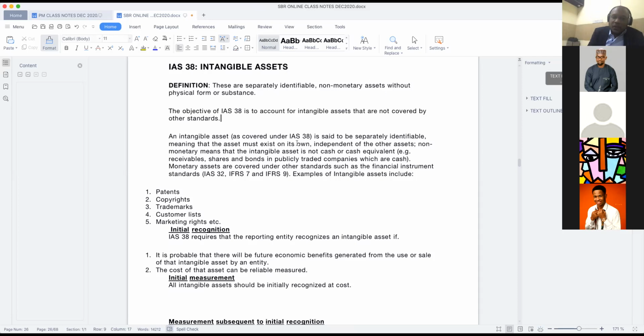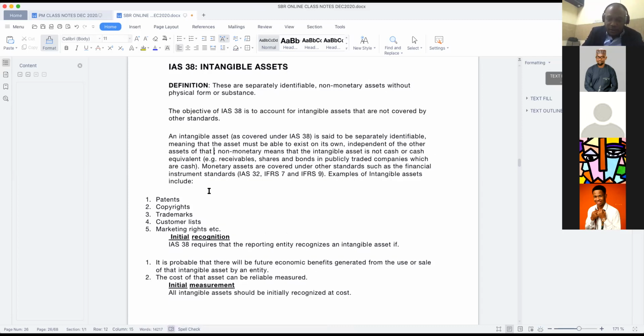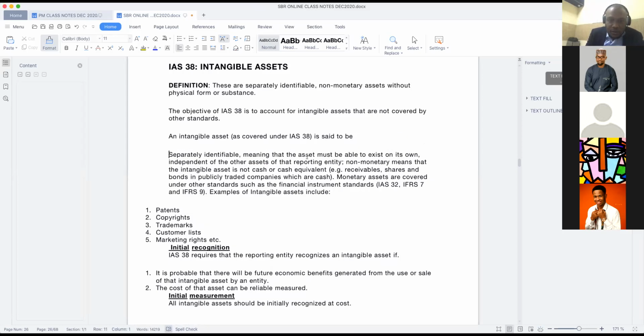Now, an intangible asset covered under IS 38 is said to be separately identifiable, meaning that the asset must be able to exist on its own, independent of other assets of that reporting entity.